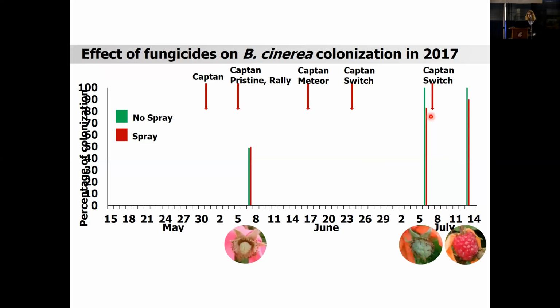And if you look at the colonization of ripe fruit from sprayed fields, by the time we sampled, it had received a total of 5 fungicide applications through the whole season. And again, the percentage of colonization was about 90%, meaning 90% of total sampled fruit had fungus inside.